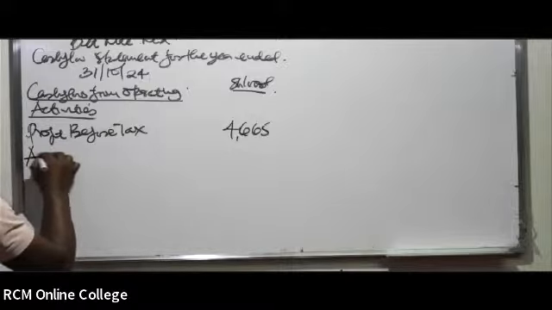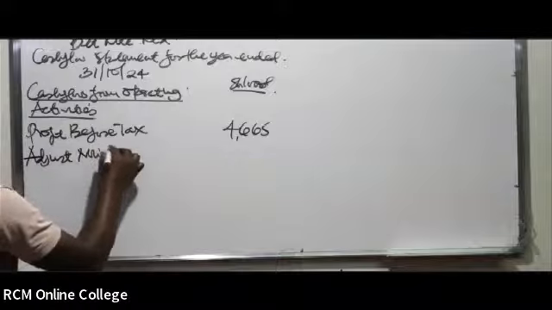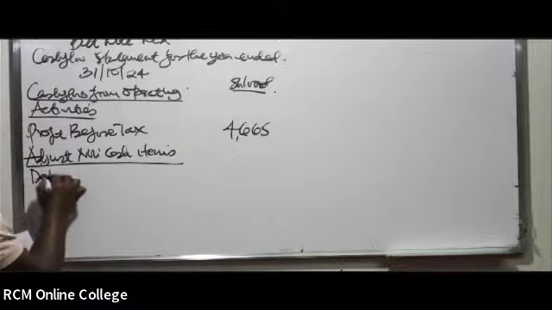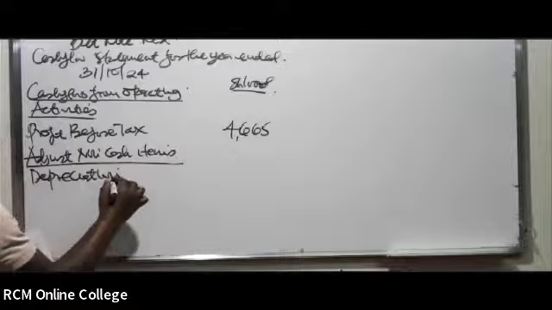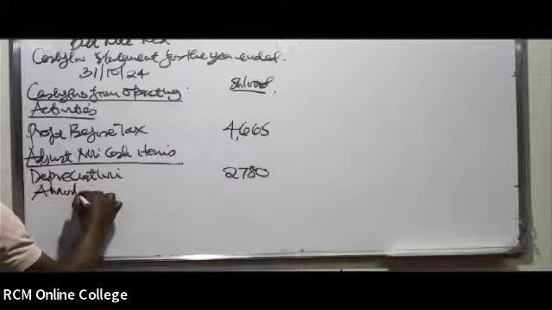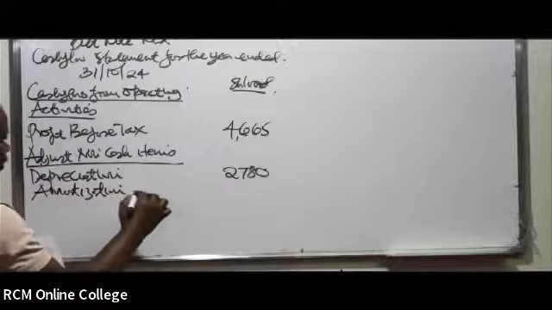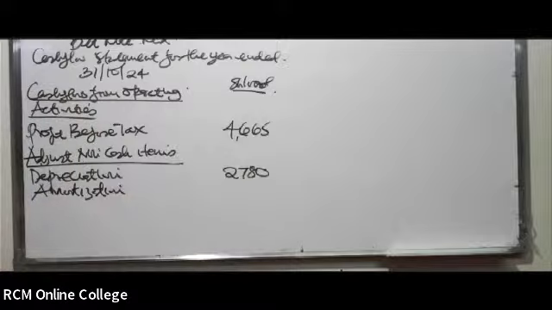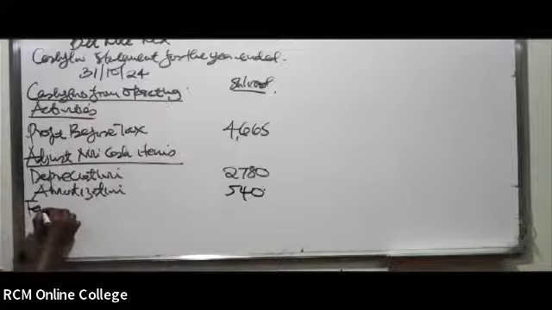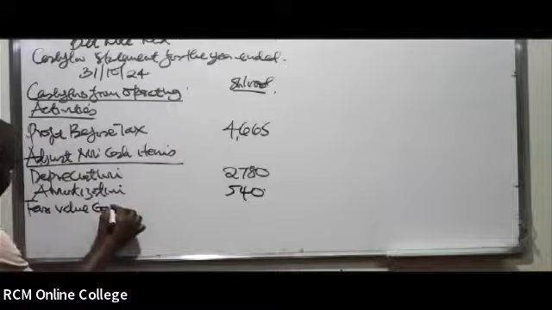So for the non-cash items, we have depreciation, which we've been given as 2780. We have amortization, which will come from the intangible asset account. The amount of amortization is exactly 540. Then we have fair value gain on investments.